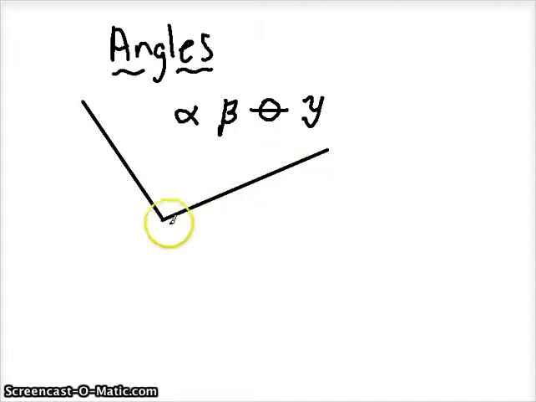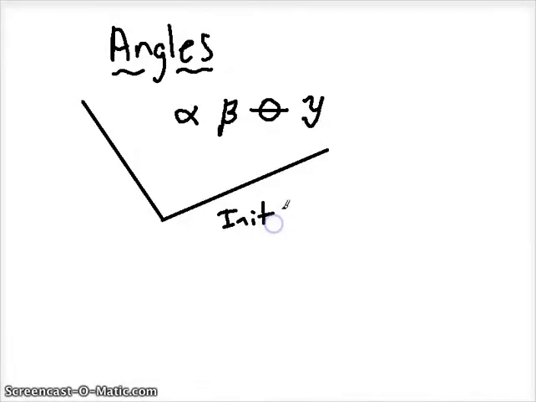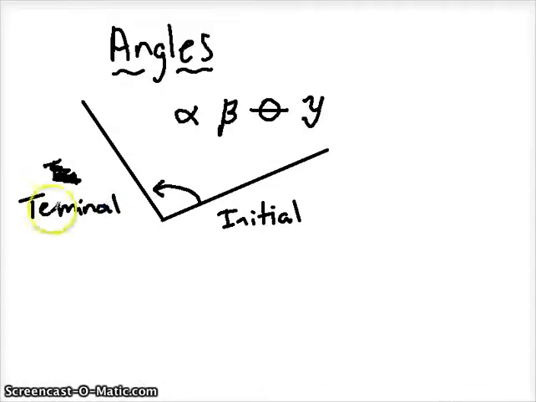So let's get back to this angle. We had our first ray here. It's where it started, and that for our purposes will be called the initial side, or the initial ray. Initial meaning first or beginning. It opened up in this direction and it ended at this side, or this ray, and we will refer to that as the terminal side. Terminal means ending.